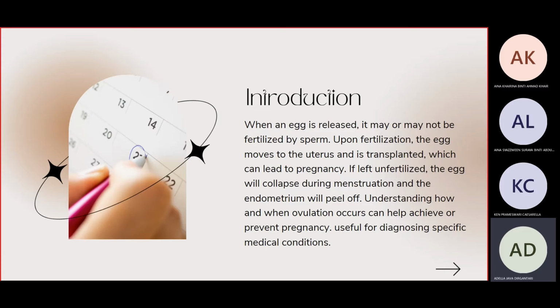If left unfertilized, the egg will collapse during menstruation and the endometrium will peel off. Understanding how and when ovulation occurs can help achieve or prevent pregnancy. It is also useful for diagnosing specific medical conditions.